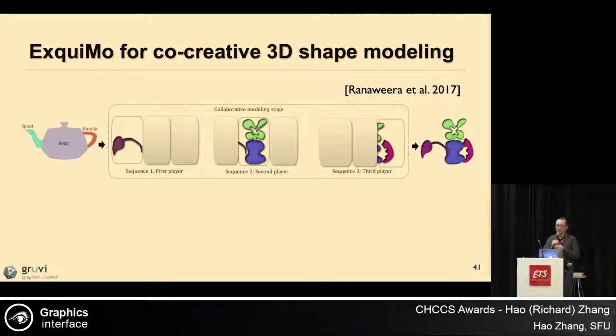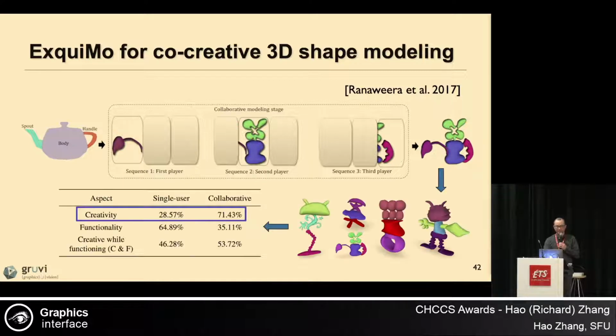Because this work is basically about trying to apply that same idea to 3D modeling. Okay, modeling 3D shapes by playing exquisite corpse games. So not much technical detail I want to reveal here, but at the end we want to test whether doing this collaborative modeling actually increases creativity. And then here creativity is judged purely using a user study. Okay.